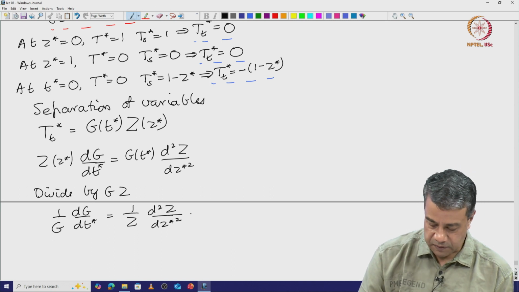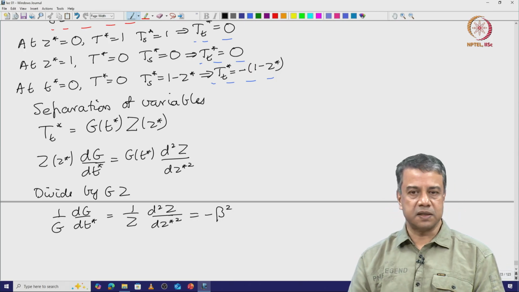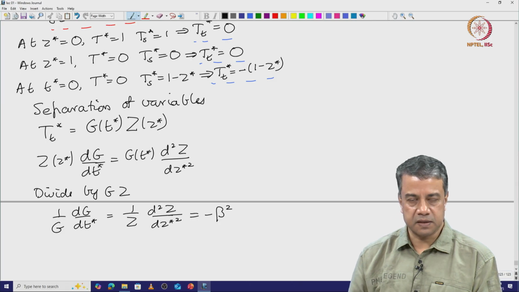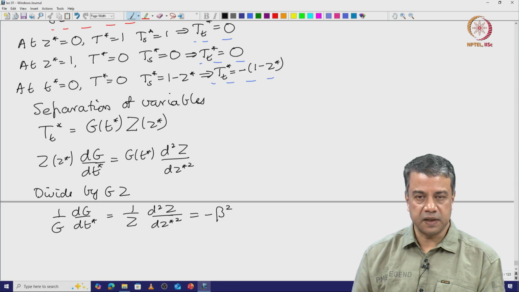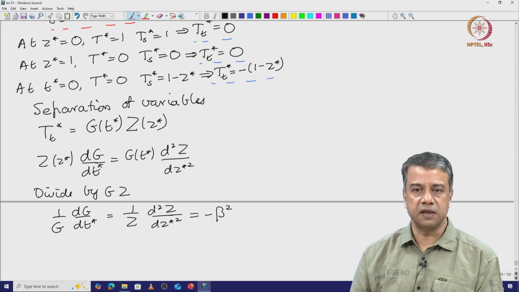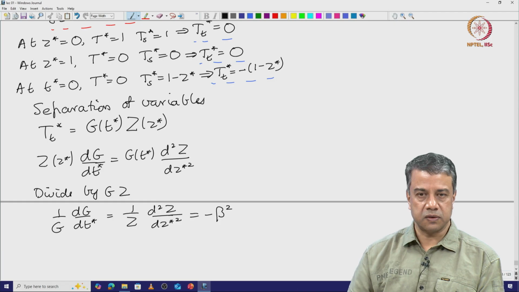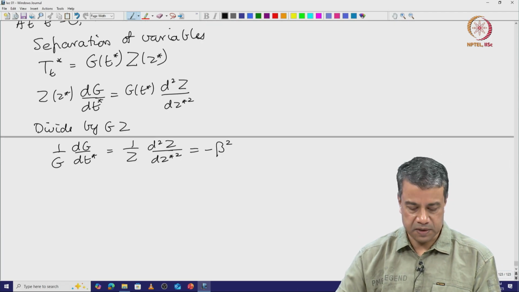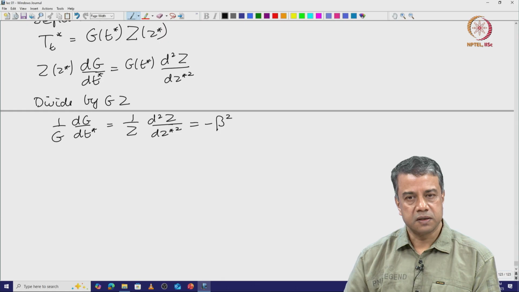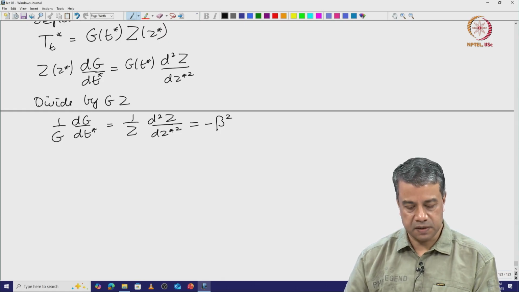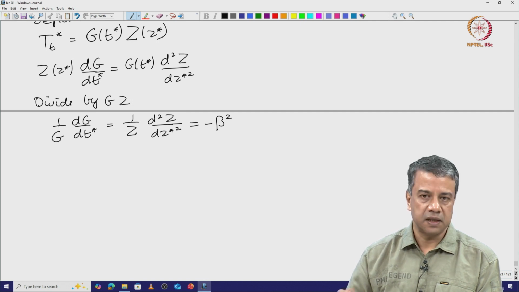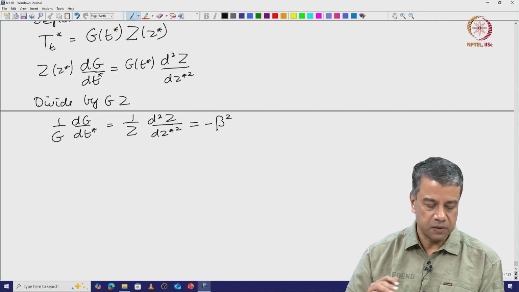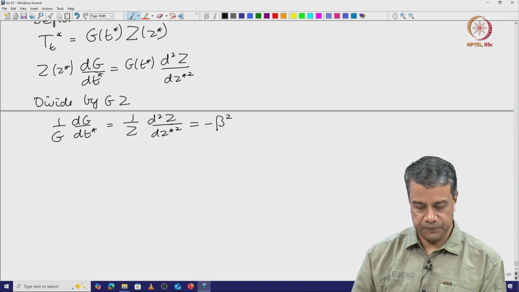Therefore, this has to be of the form minus some number square, where beta is a number. Minus beta square is a negative constant. Only if it is negative, in the limit as t goes to infinity, this function G will exponentially decrease to 0, so that the transient part of the temperature decreases to 0. So, that is the expression for the right and the left sides. Both have to be equal to a constant, and the transient temperature decreases to 0 only if this is equal to a negative constant.